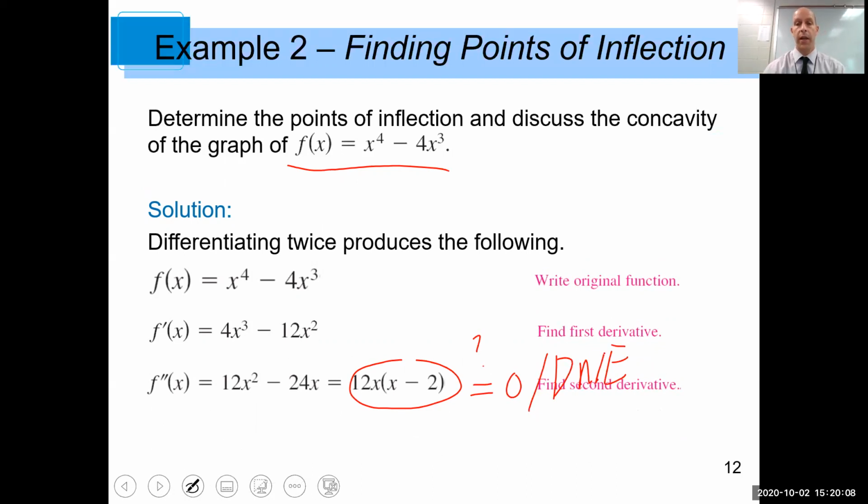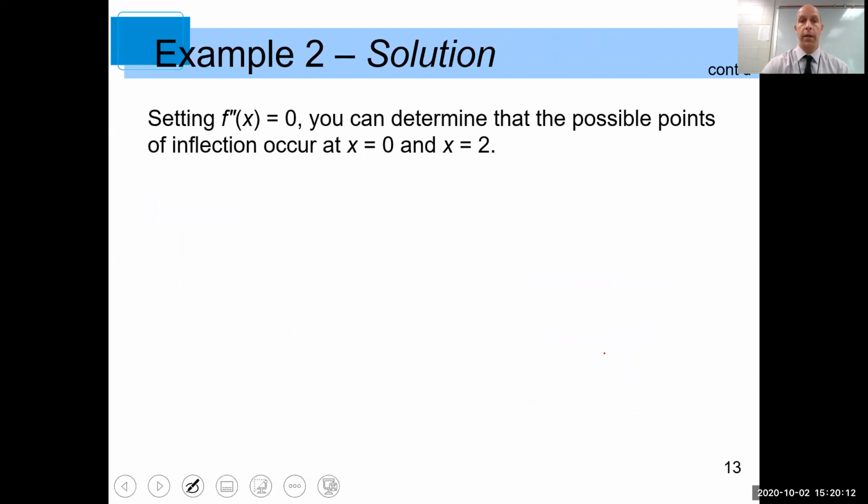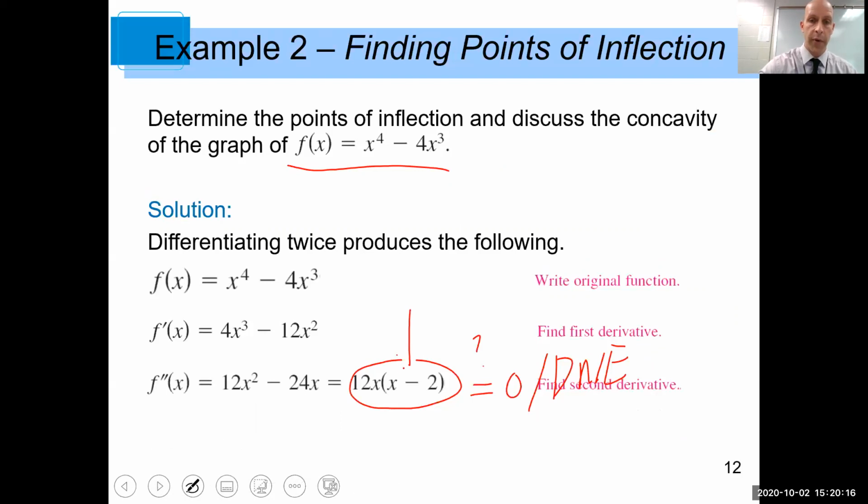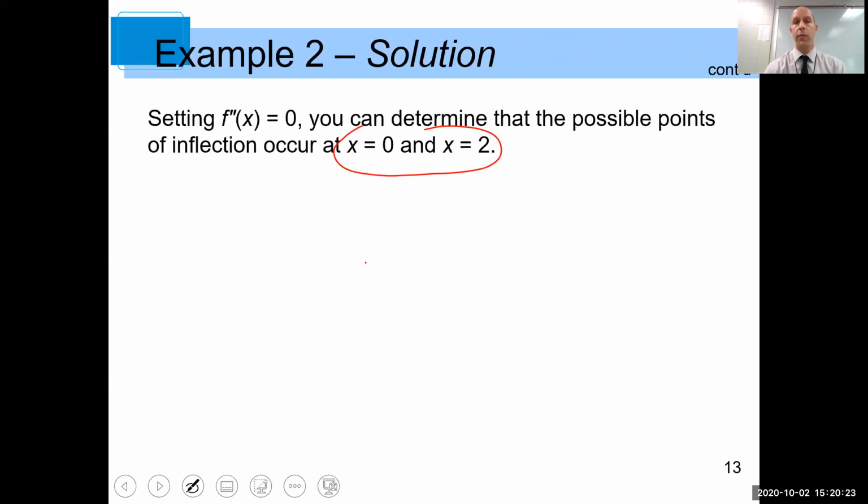When is it 0 or D and E? Well, it's never D and E, so it's when is it 0? Well, it's going to be 0 when x is 0 or 2. So if I put 2 into that, that makes that 0. If I put 0 into that, that makes that 0. So f double prime is equal to 0.